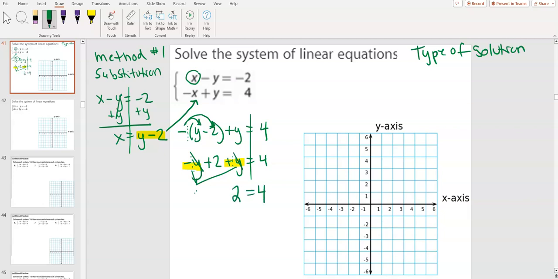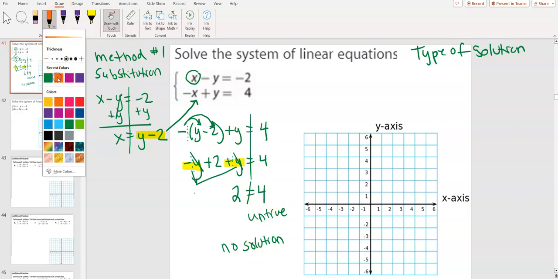Now go back to the previous page and take a look. What does it mean when I have something that is untrue? 2 does not equal 4. You should be saying, no solution, no solution. You're right. So by using method 1, I was able to figure out this is a no solution problem.